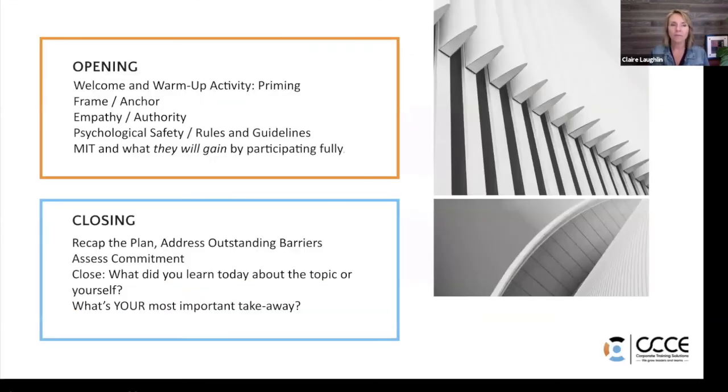Okay. Again, you'll see more of this in your workbook, but in your opening, if you've got a good solid class, you can do a welcome and a warm-up activity that primes them for what they're about to learn. You want to provide a frame, which is what will we do today and what won't we do? And an anchor, which anchors that content to an experience of theirs. Then you go through your empathy. You show them that you understand where they're coming from. You show them that you've been there. That's the authority part, empathy and authority. Sometimes you set up psychological safety rules and guidelines. And then you do your MIT and you talk about what they're going to gain.